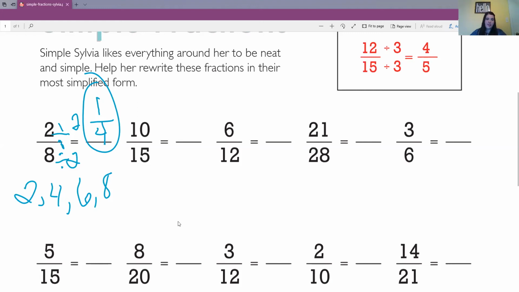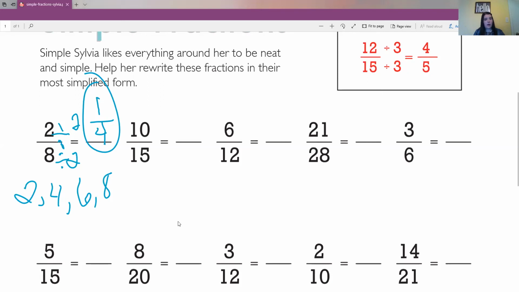So if we were to divide it by a number, an easy way to do it is to start at the lowest you can. So can you divide both of those by 2? You can divide 10 by 2 and get 5, but you can't divide 15 by 2. So you move on to the next number. Can you divide both 10 and 15 by 3? You can't divide either of those by 3.